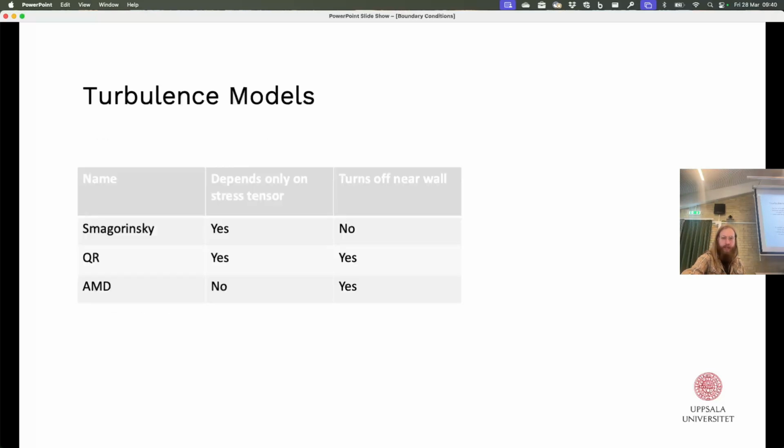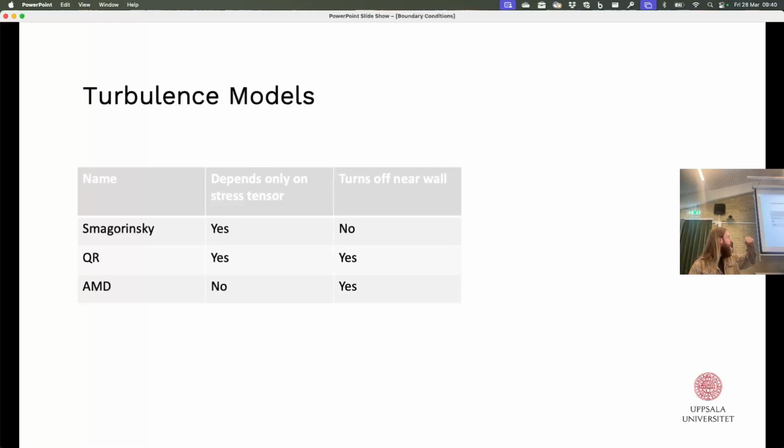We have actually implemented 3 turbulence models. We start with the classical Smagorinsky model, which is nice because it only depends on the stress tensor, so we can implement it directly in the kernel. With Smagorinsky specifically, you can avoid this inconsistency by inverting something. But Smagorinsky generally is not a good turbulence model. I think this has been established.